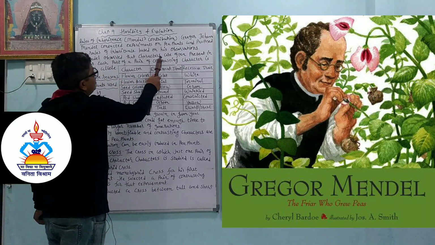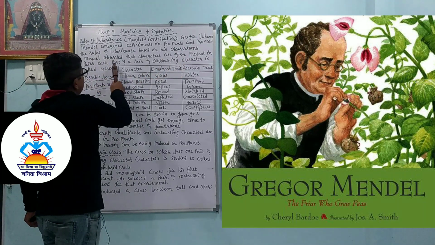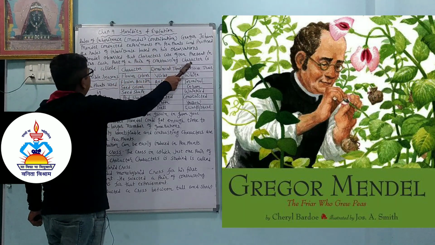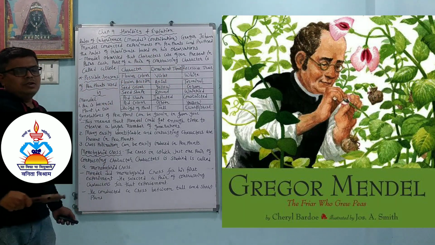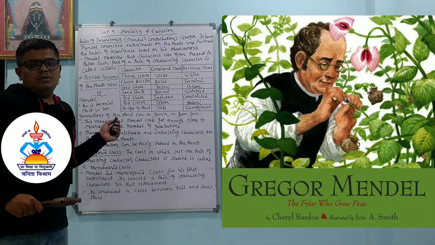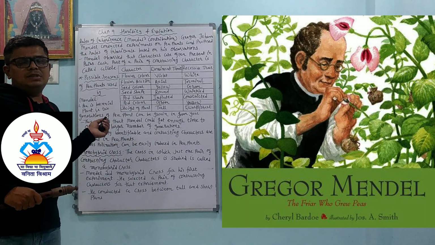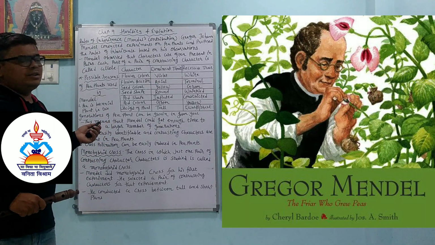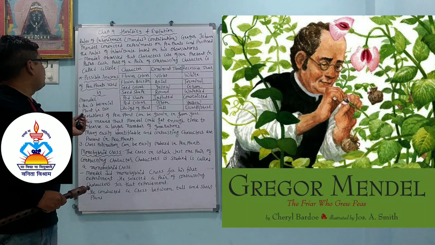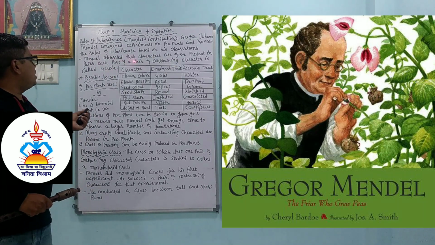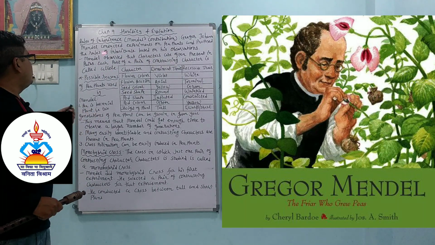Mendel observed that characters are often present in pairs. Each part of the pair of contrasting characters is called an allele. So what is an allele here? Because of mutation, on the same chromosome we get a different type of characteristic, and that is called an allele. So Mendel observed that characters are often present in pairs.